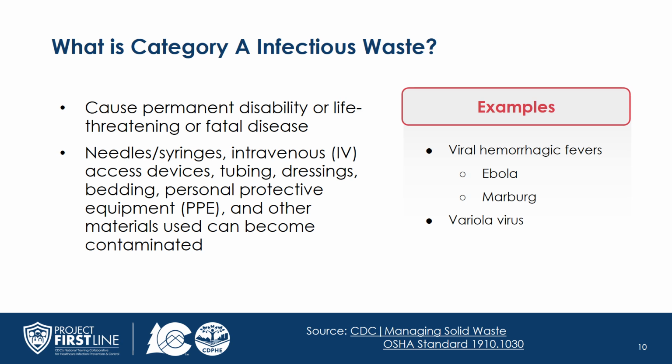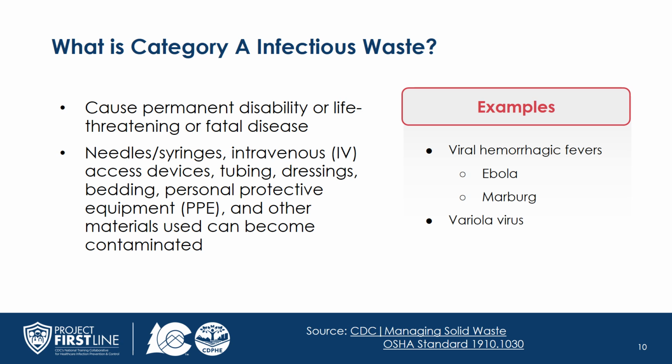What is Category A infectious waste? As defined by the CDC, it's a specific designation for substances that are dangerous to human health as they can cause permanent disability or life-threatening or fatal disease in otherwise healthy humans who are exposed to it, which is why it's important to dispose of items into a biohazard bin if contaminated with a Category A substance.